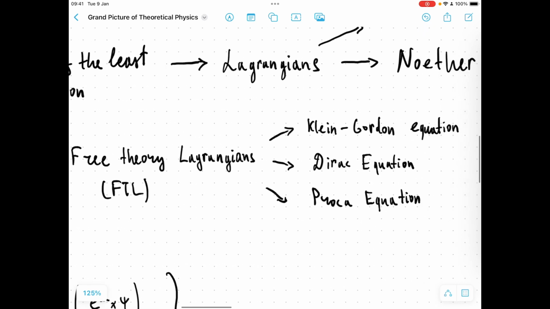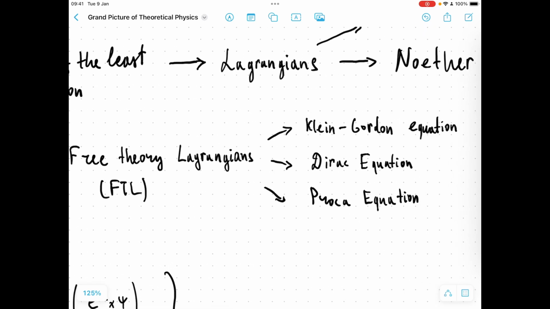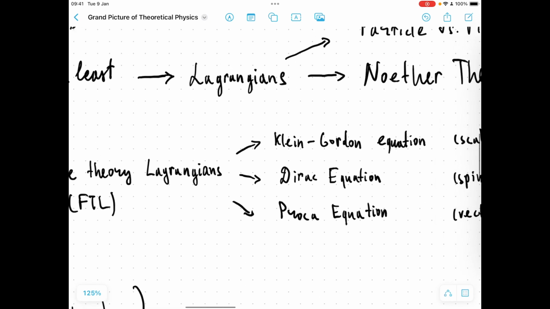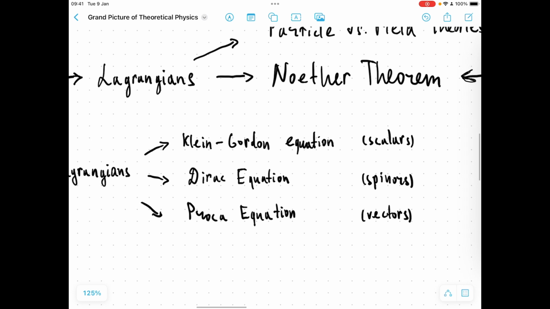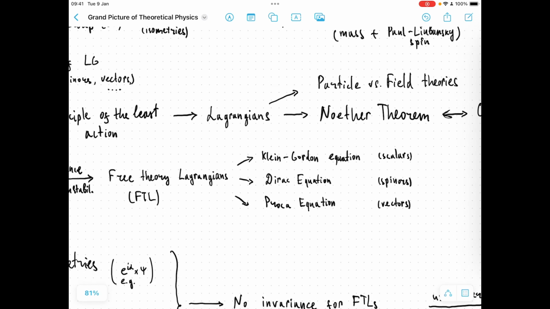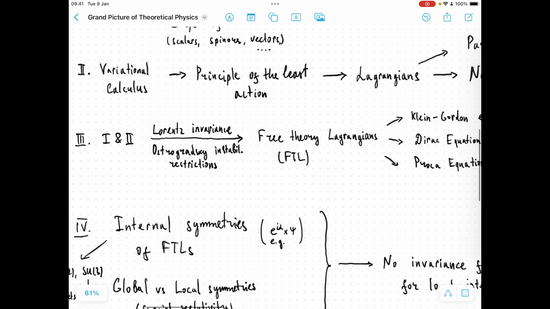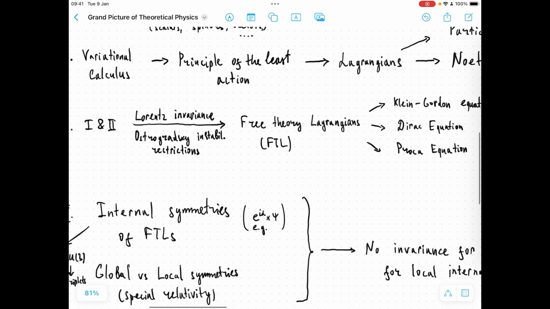And the free theory Lagrangians, after solving the earlier Lagrange equations, will give us the correct dynamics of the fields. So we will obtain the Klein-Gordon equation, the Dirac equation, and the Proca equation. And they will describe the corresponding scalar, spinor, and vector field evolutions for us. So that's kind of the base, and probably the first half of the book is talking about that stuff.